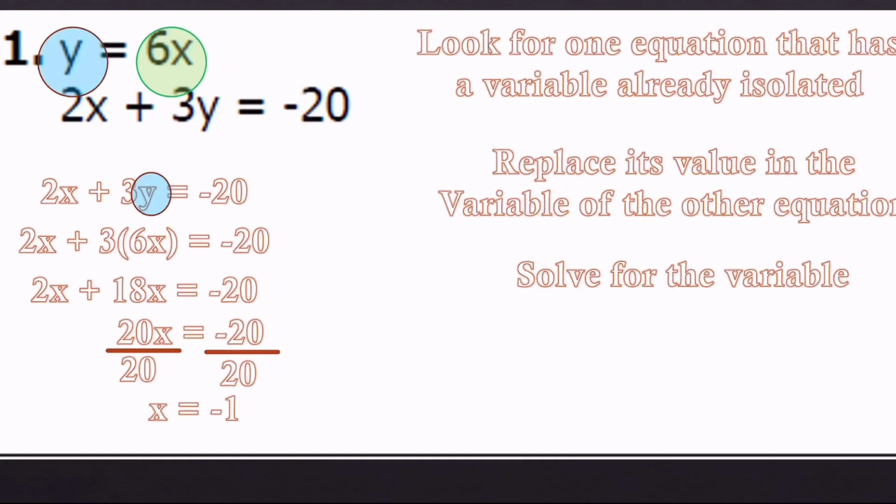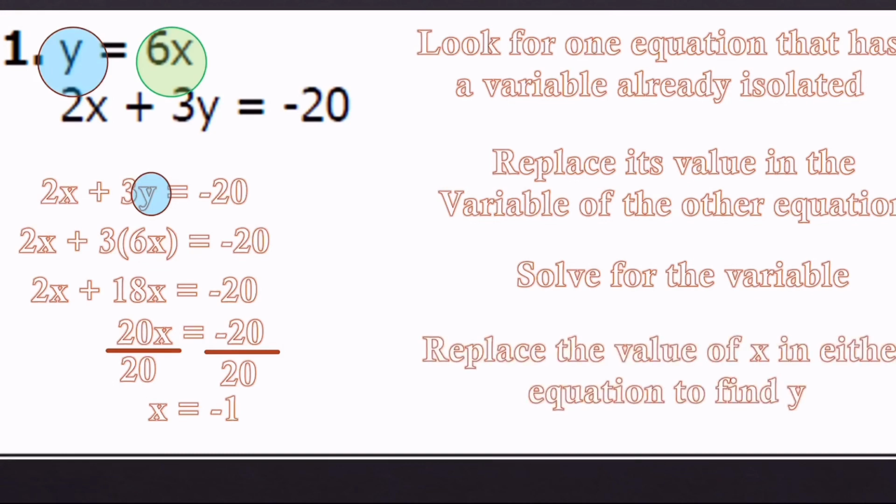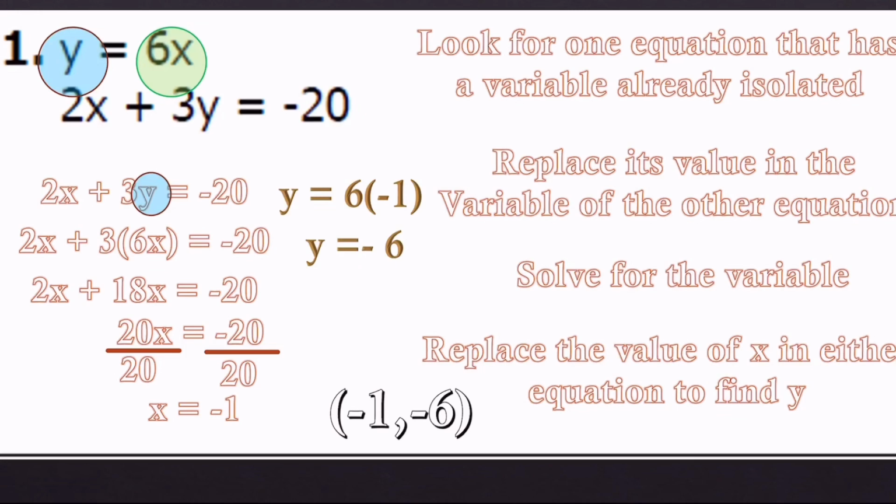Well, there was one more step. Now that I have the value of x, I replace x in either equation to solve for y. So I'm going to go to my easy one. If I replace x in this first one, 6 times negative 1 is negative 6. So the solution to this system of equations is negative 1, negative 6. That would be the answer you write, because a solution to a system of equations is an ordered pair. That is the point where, if you were to graph these two equations, they will intersect. That's the point where they touch. Okay?